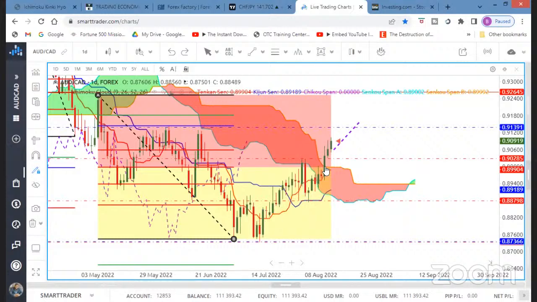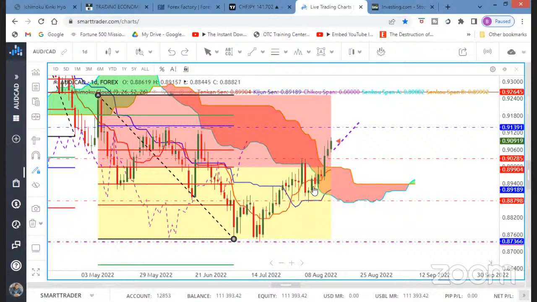Look at your TK crossover there. Look at price close. Boom. And it broke above resistance too. See? And it's moving up in the zone. So the key is just to have an eye, right?